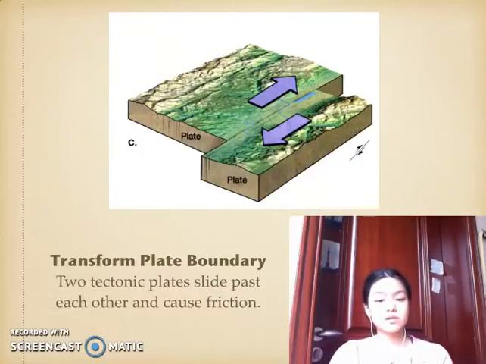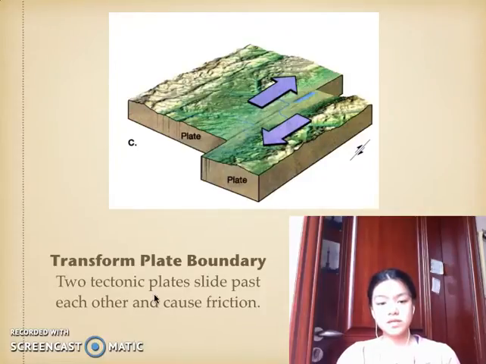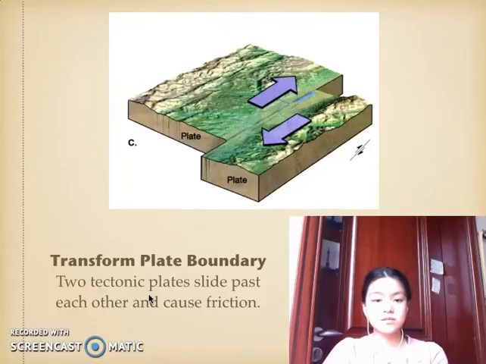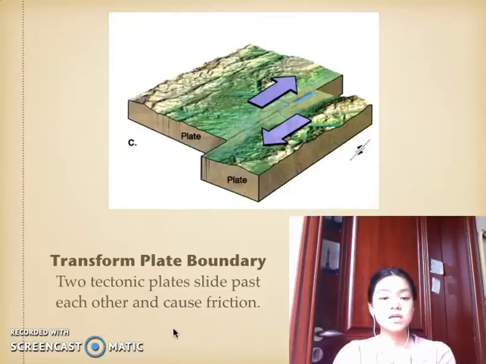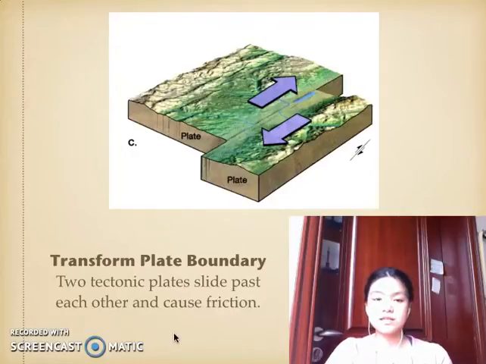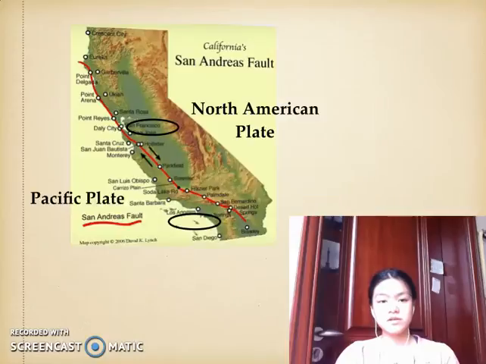The third type of boundary is called transform plate boundary. Transform plate boundary is where two tectonic plates slide past each other and cause friction. Transform plate boundary is very different from divergent and convergent because it neither creates nor destroys crust. A very famous example of this is San Andreas Fault in California.